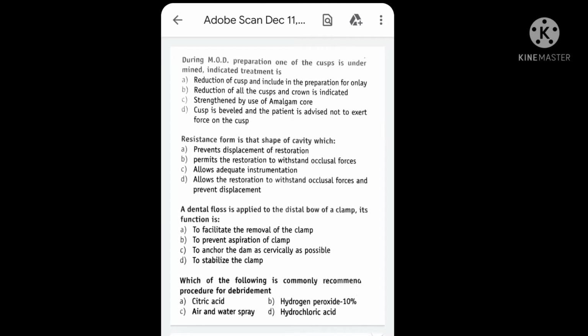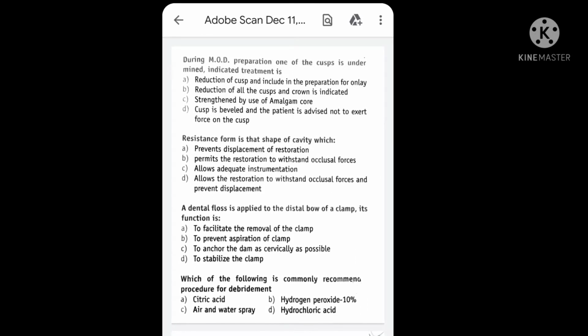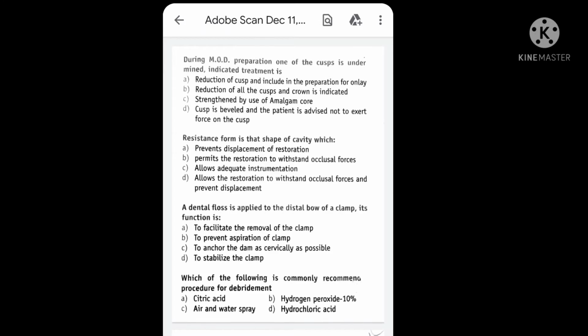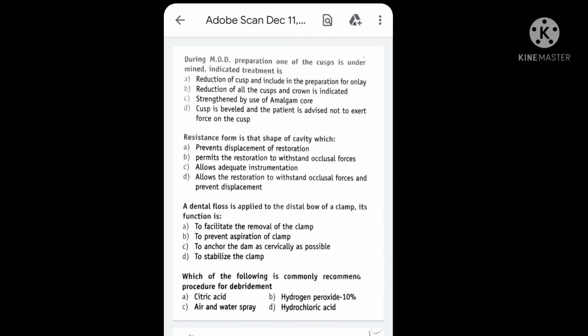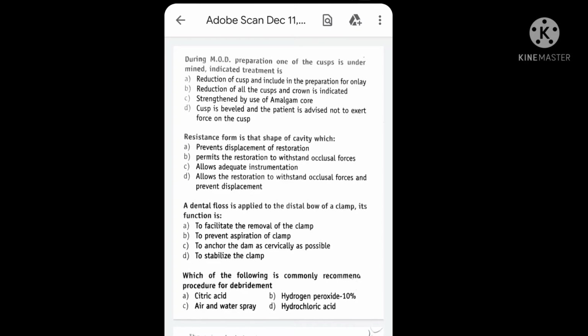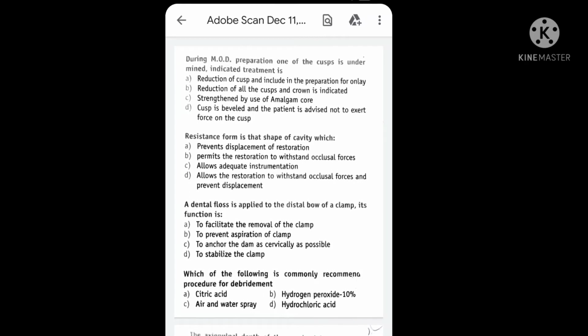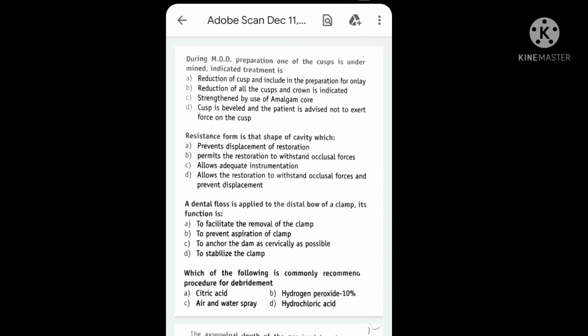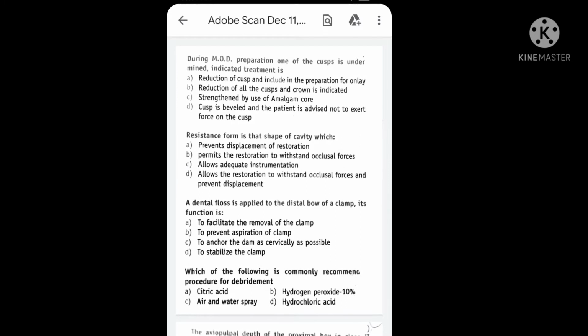Next question. A dental floss is applied to the distal bow of a clamp. Its function is to facilitate the removal of the clamp, to prevent aspiration of the clamp, to anchor the dam as cervically as possible, to stabilize the clamp. The correct answer is option B, that is to prevent the aspiration of the clamp.